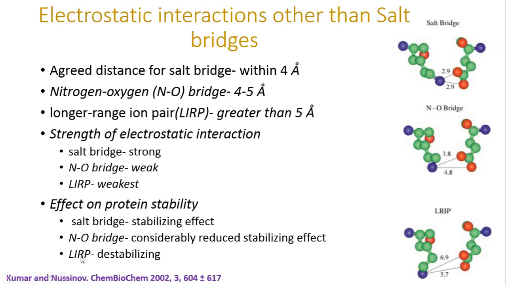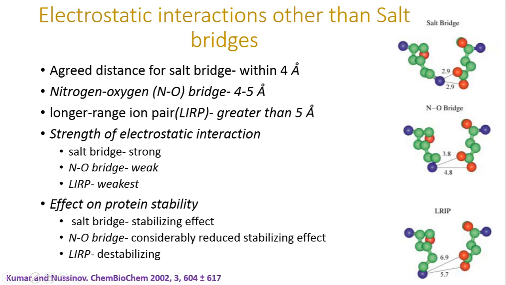While if there are longer range ion pairs, these are known to destabilize the protein molecule. Any charged system is usually not very stable. So theoretically, it becomes difficult to call it a stable molecule if there are unbalanced charges present in your system.